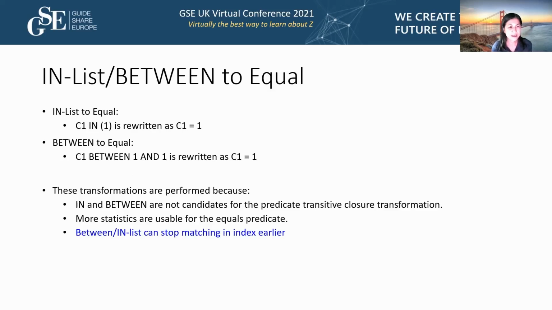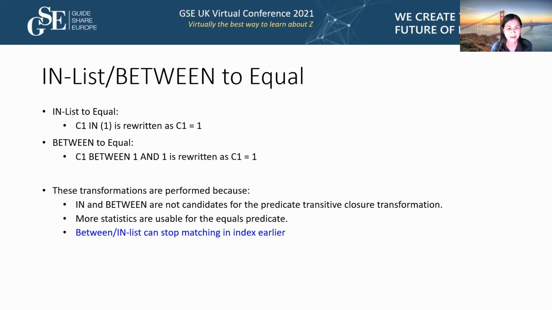Db2 also transforms the IN or BETWEEN predicate to an equal predicate. The first example shows IN is transformed to equal. If we have a predicate C1 IN with a list that contains just one entry, the predicate will be rewritten as C1 = 1. The second example shows BETWEEN is transformed to an equal. If C1 is BETWEEN 1 AND 1, so in the case when the upper bound and the lower bound are the same, the predicate will be transformed to an equal predicate.